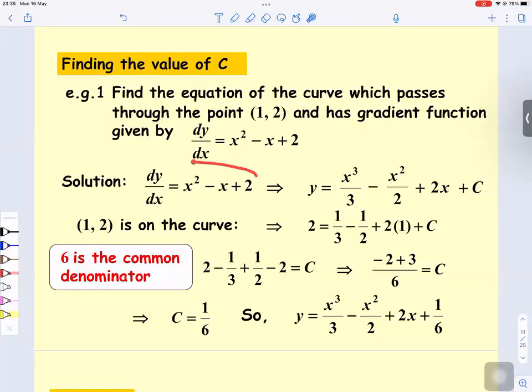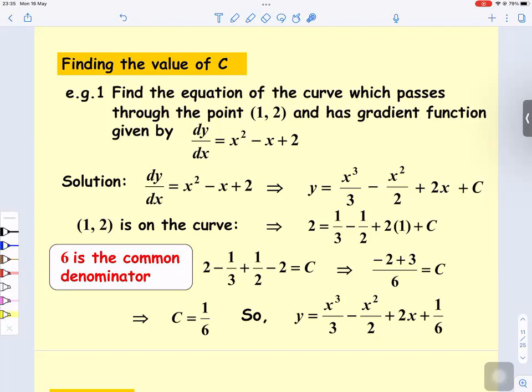So we have dy over dx equals x squared minus x plus 2. Integrating that, integral of x squared gives you x cubed over 3. Integral of minus x gives you minus x squared over 2. Integral of 2 gives you 2x. And then we add the constant of integration. Now we want to find this constant of integration. That's what we want to find. Find c, the arbitrary constant.